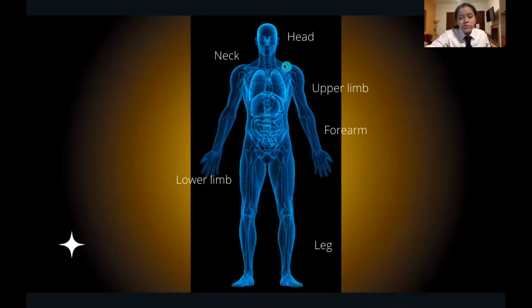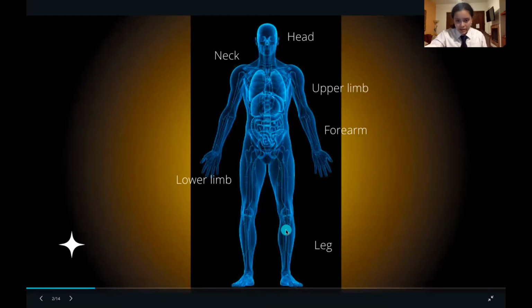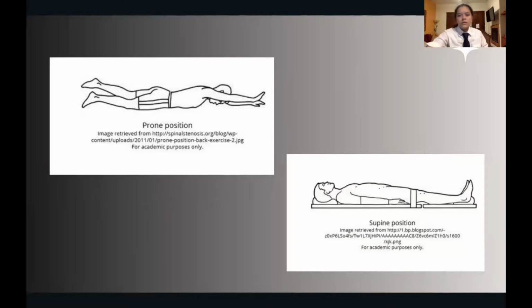Then, inferior to the trunk, we have the lower limb. It is composed of the buttock, that is the butt as we know it. Then we have the thigh and the knee. Then we have the leg, which consists of the ankle and the foot.